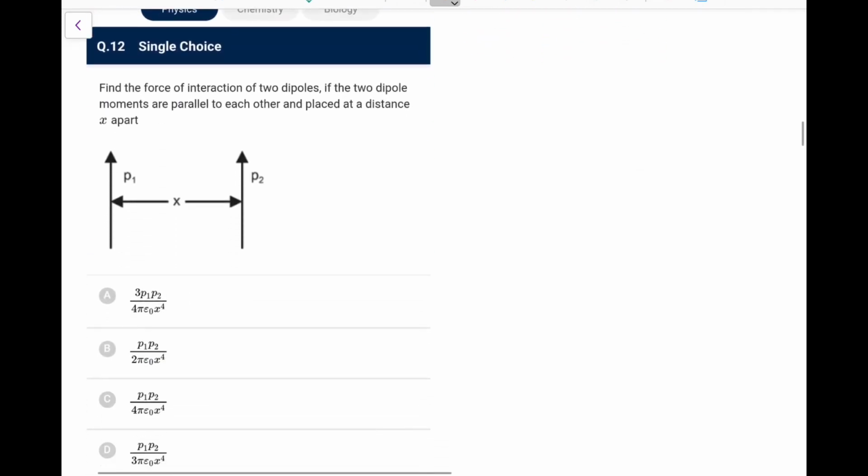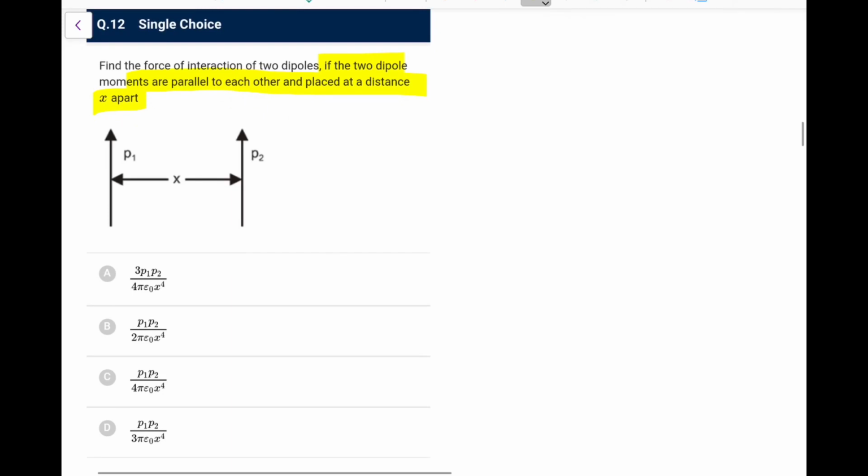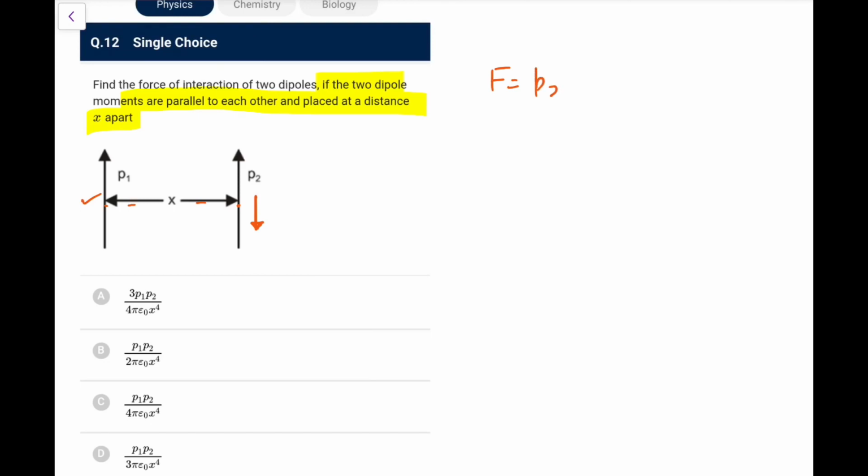Next, find the force of interaction of the two dipoles if the two dipole moments are parallel to each other and are placed at a distance x apart. Okay, so what would be the force of interaction? So let's say this produces the field, so the field of this at this point, because it is the equatorial point, this field would be in this direction, so it is parallel. So the force would be something like p2 into dE1 by dr type thing.